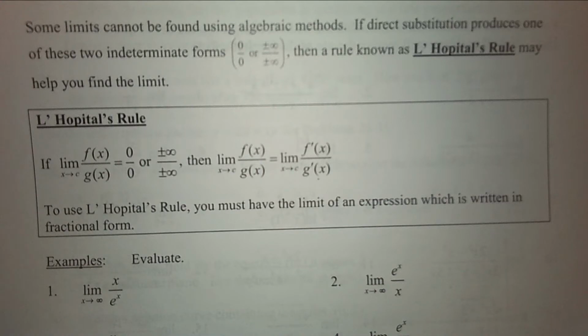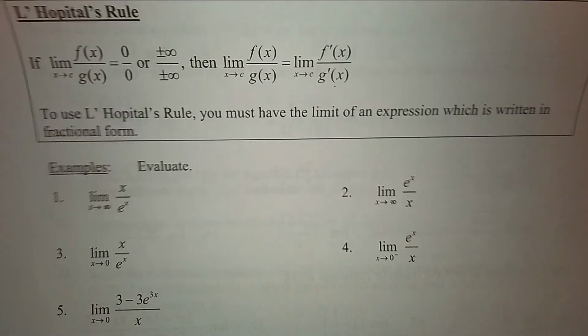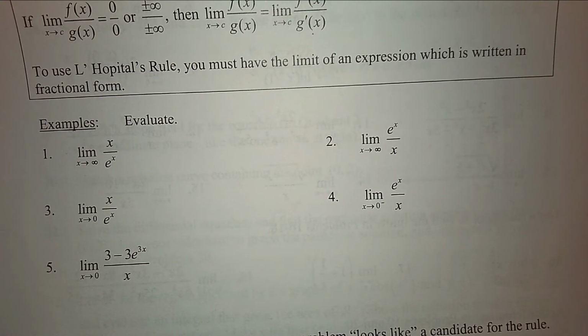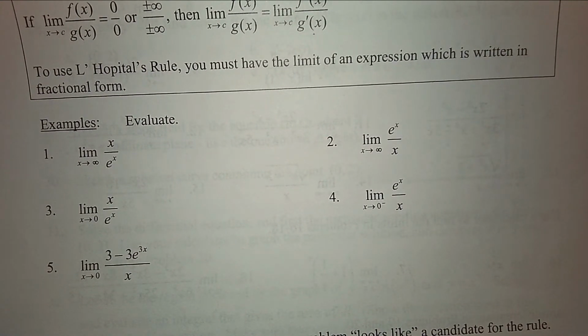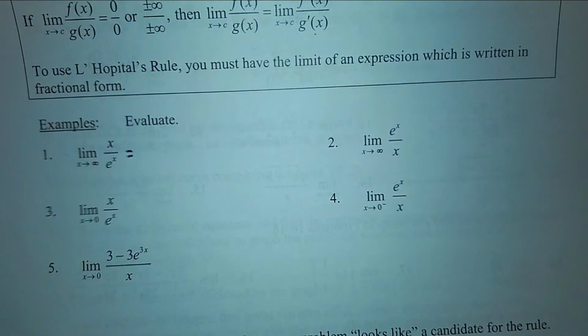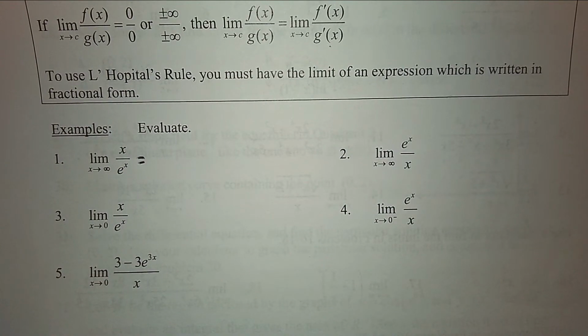All right, let's look at number 1. Wait, I saw number 1 before. I saw number 2 before. What? I don't get it. No. I already taught you this, right? If it's approaching infinity, look at x over e to the x. Which one's increasing faster? That means the answer is what? 0. That's it. That's simple.